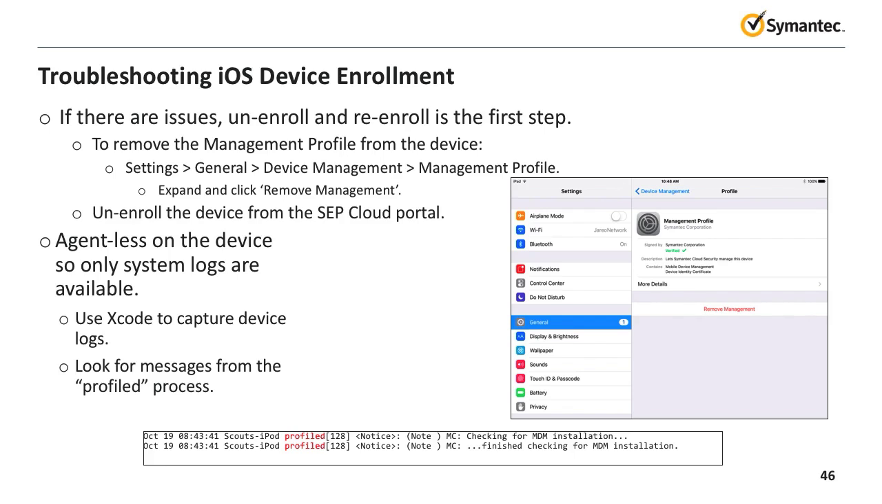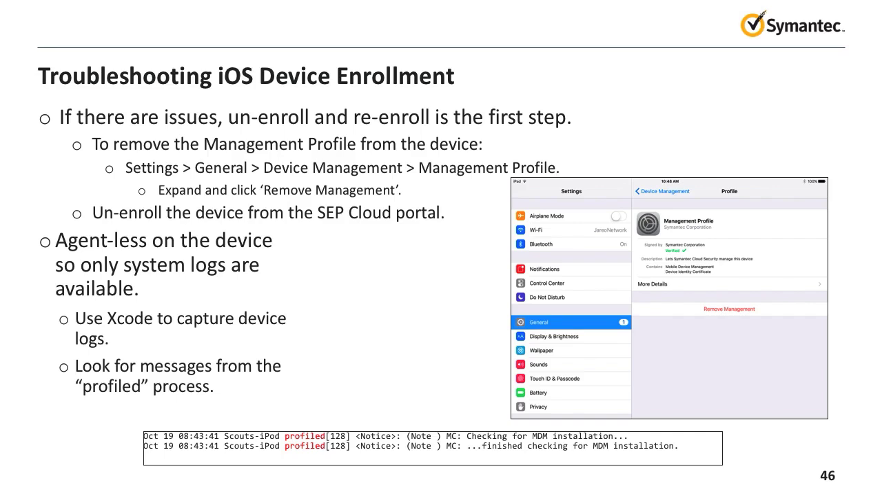If there are issues with iOS device enrollment, the first step in troubleshooting is to unenroll and re-enroll the device. There are two steps you should follow. First, remove the device management profile from the device following the steps listed. Then, be sure to unenroll the device from the SEP Cloud portal as well, as the device may be listed in a pending state.